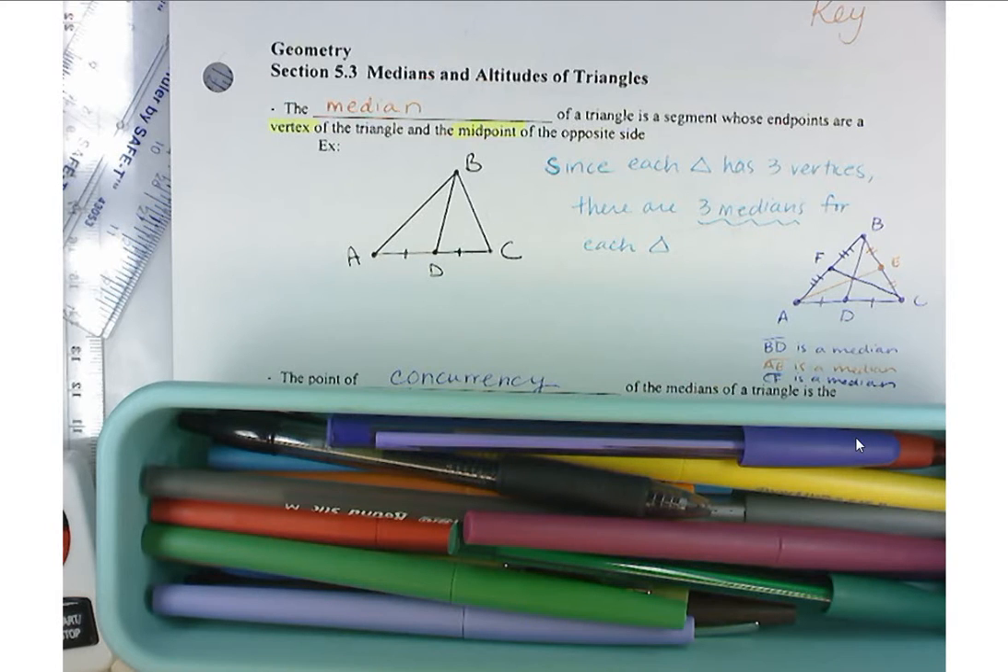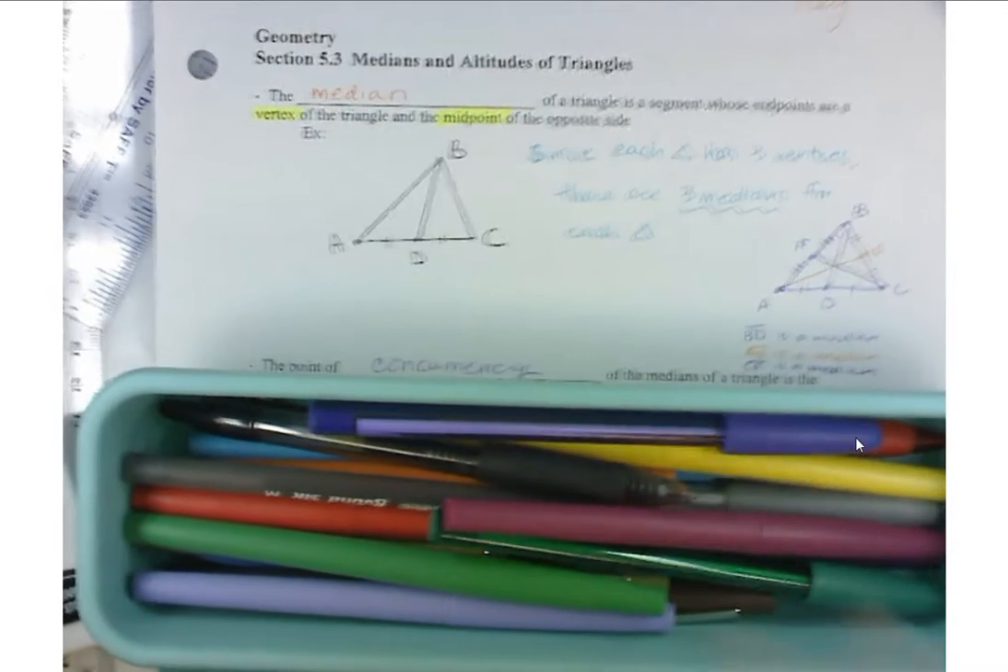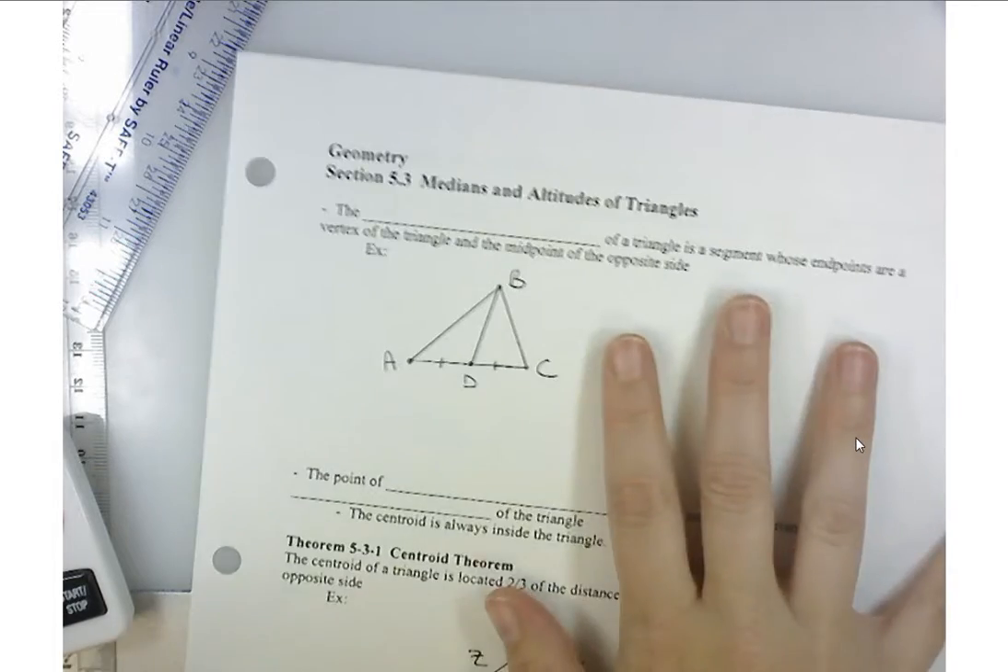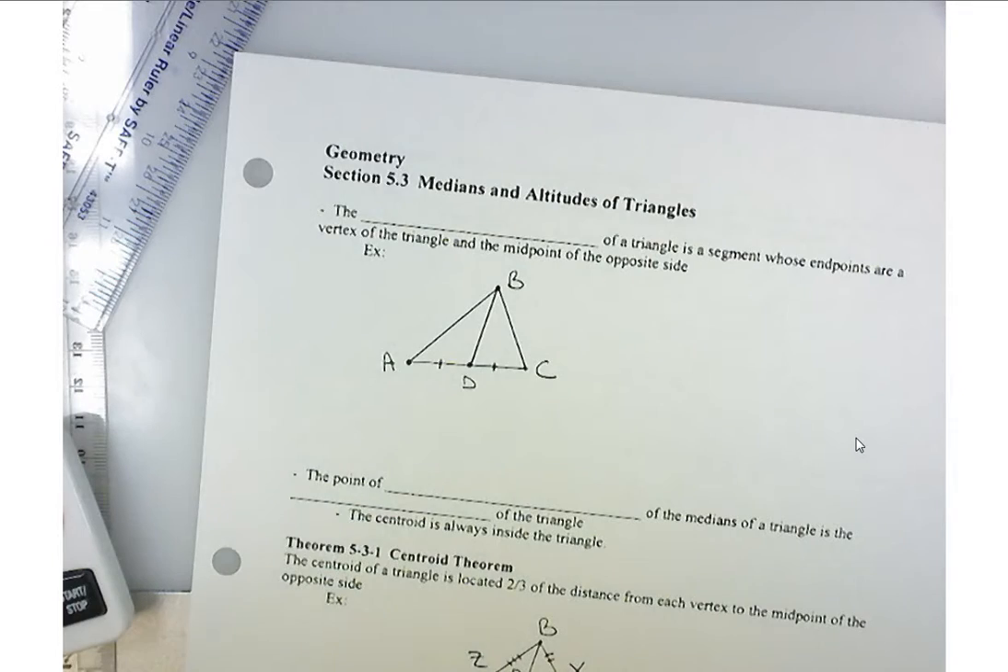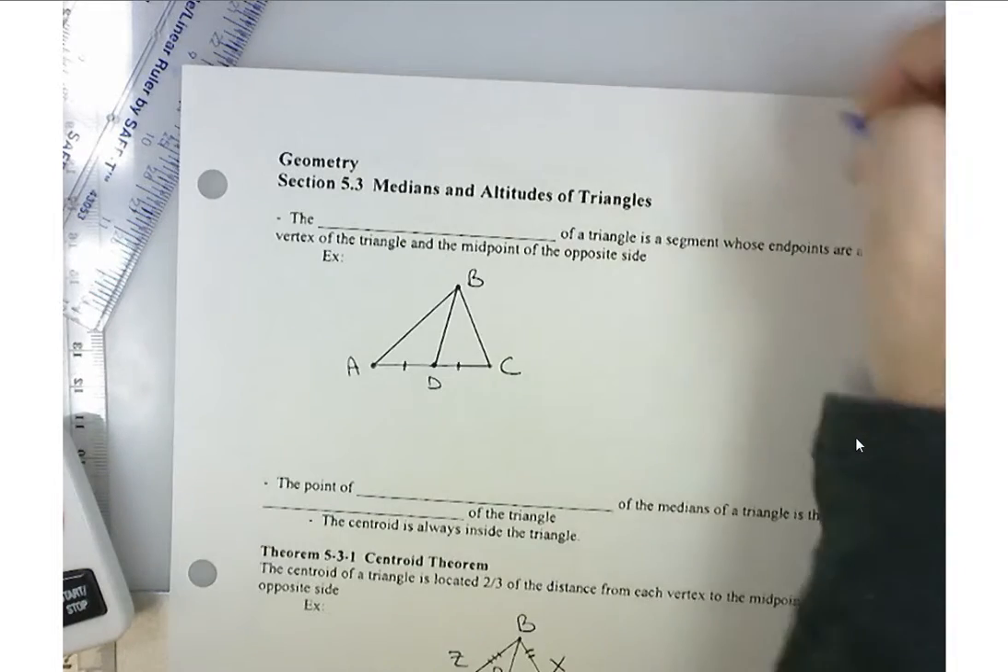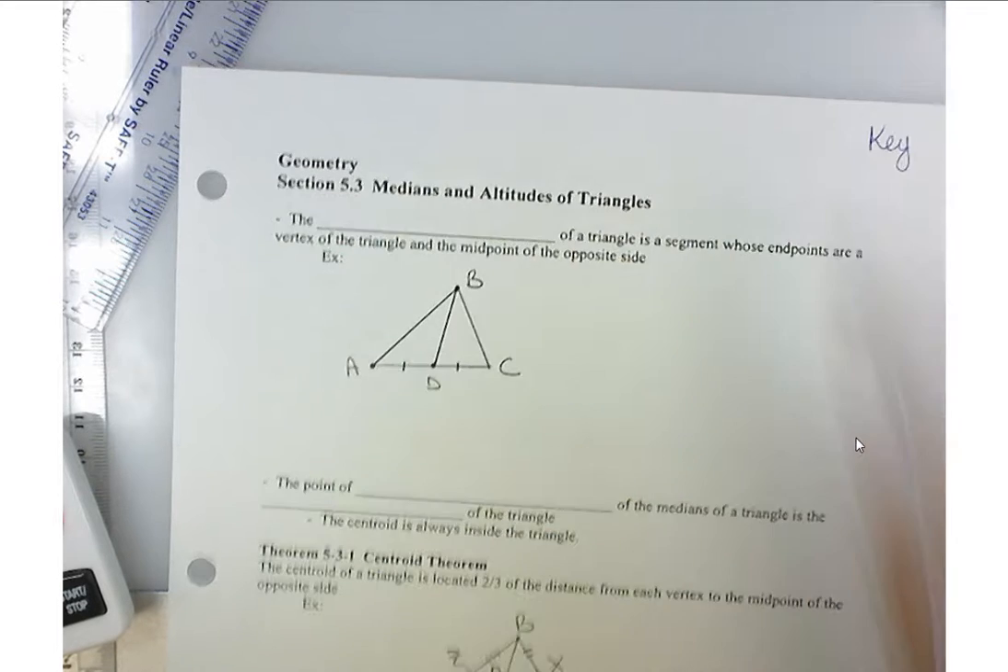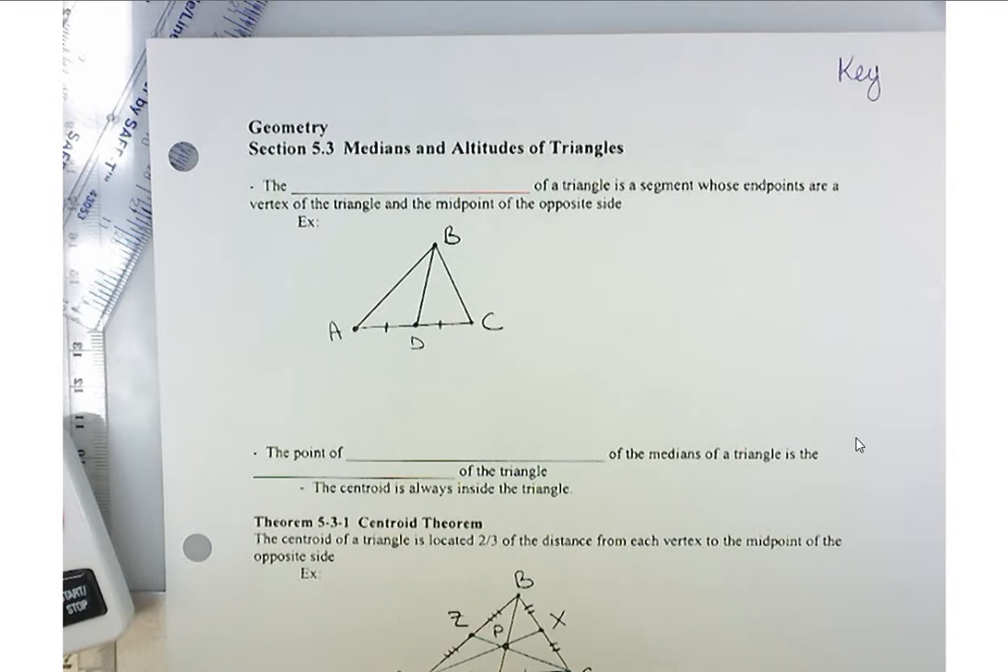Yes, we are doing 5-3 today. Again, we do 5-3 first, and then we will do 5-2 tomorrow. Okay, so we go a little out of order there. The first thing that we're going to learn about today is something called a median, a median of the triangle. And then we're also going to learn about an altitude.